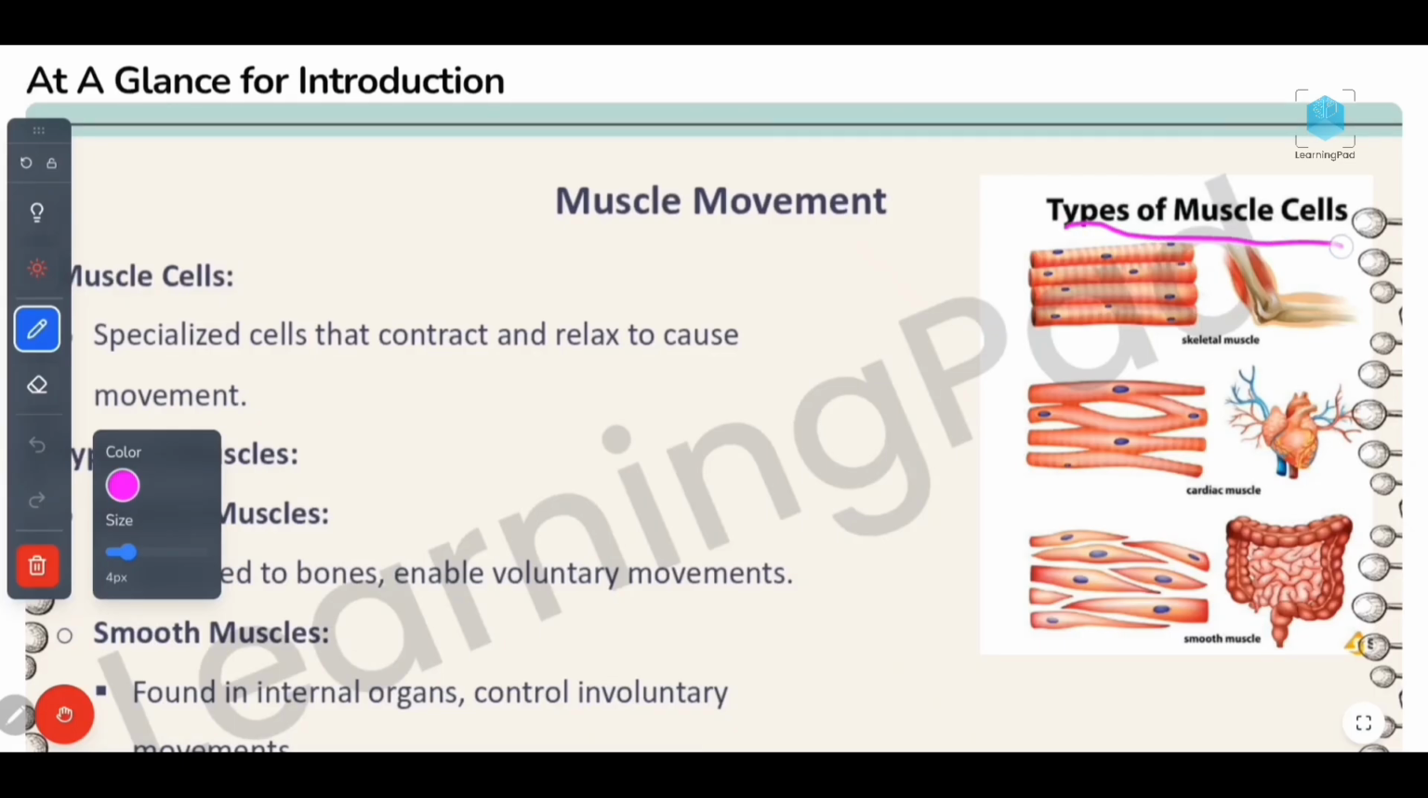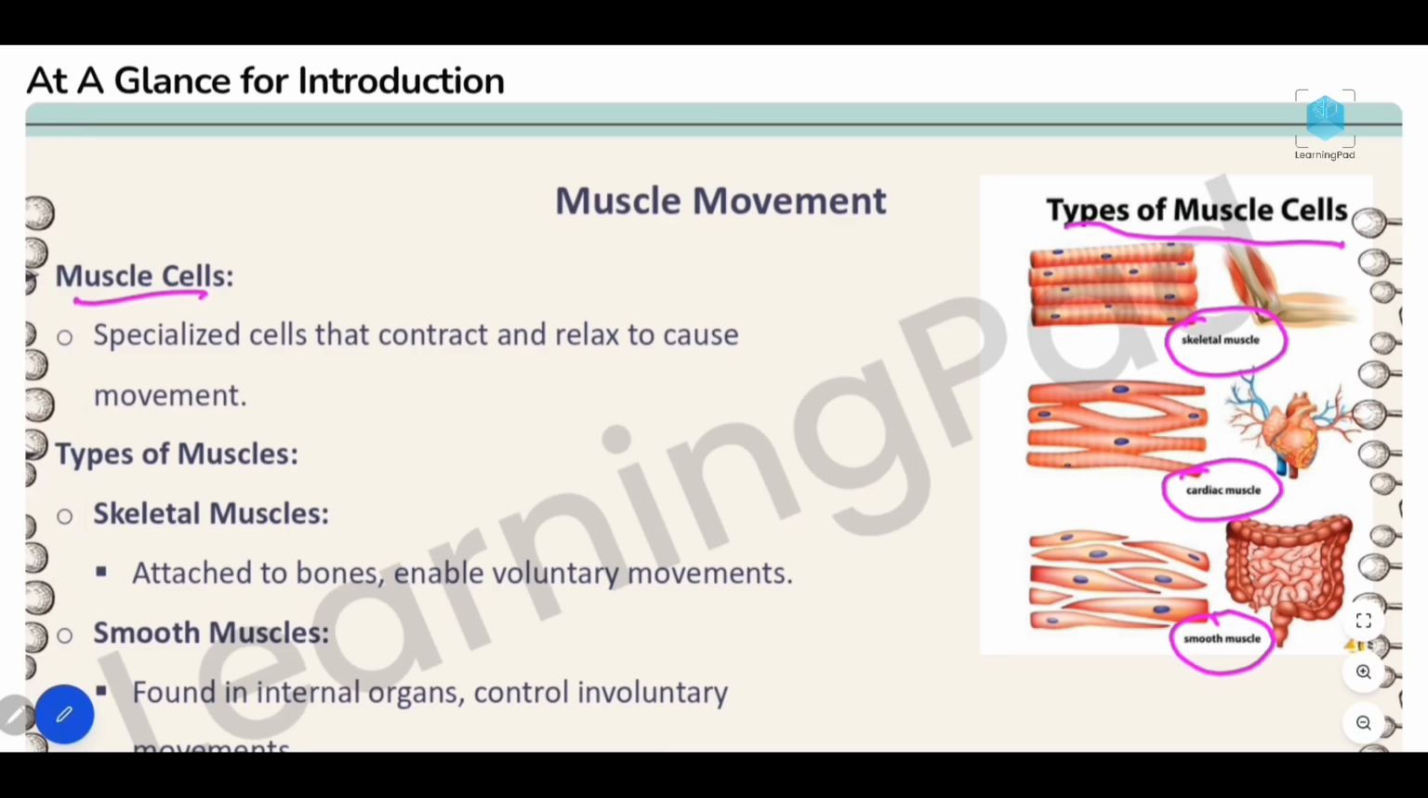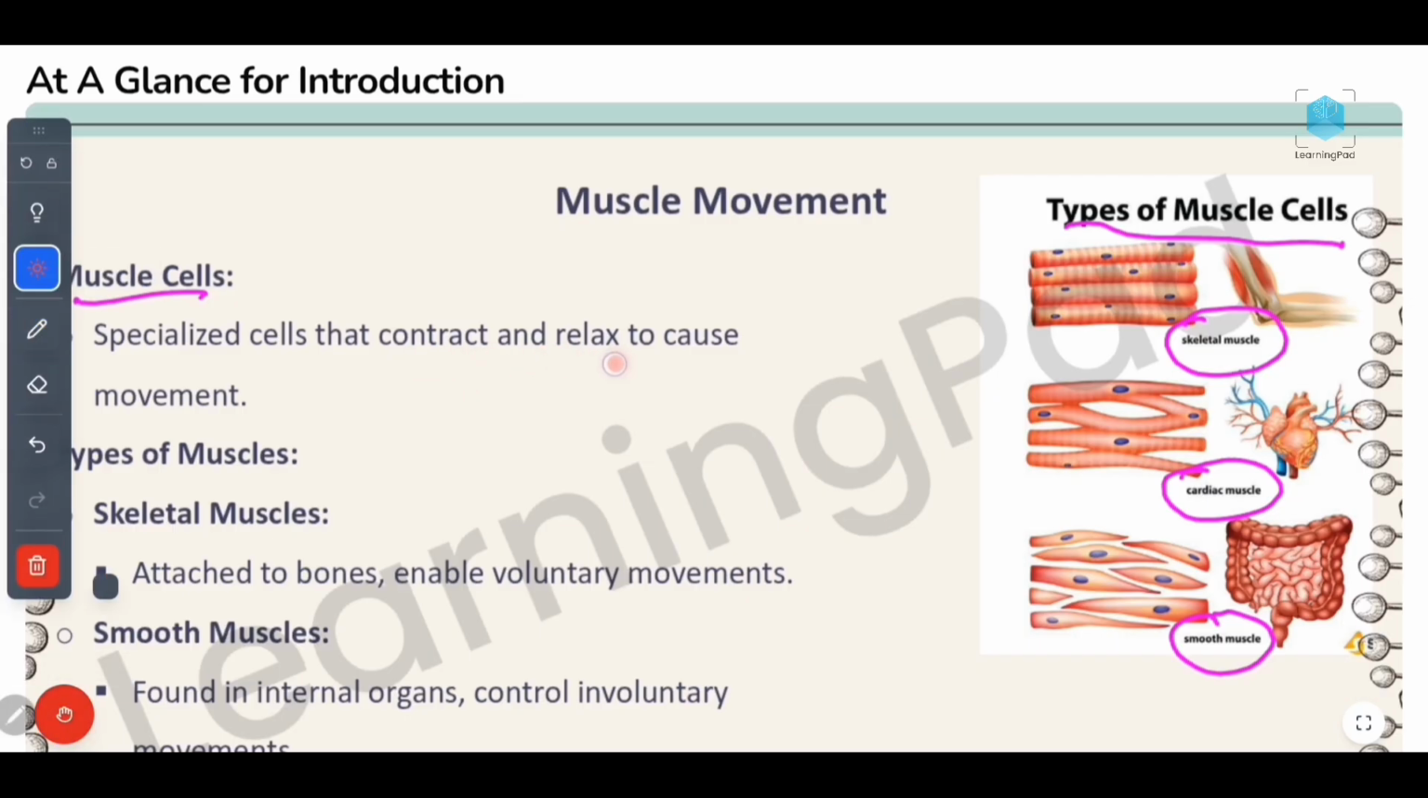Types of muscle cells. We have three types of muscle cells: skeletal muscle, cardiac muscle, and smooth muscle. Let's first talk about what we mean by a muscle cell. Muscle cells are nothing but specialized cells that contract and relax. When muscle cells contract and relax, they cause movement of the body or movement of that particular organ. Here we have three types of muscles: skeletal muscles, smooth muscles and cardiac muscles.